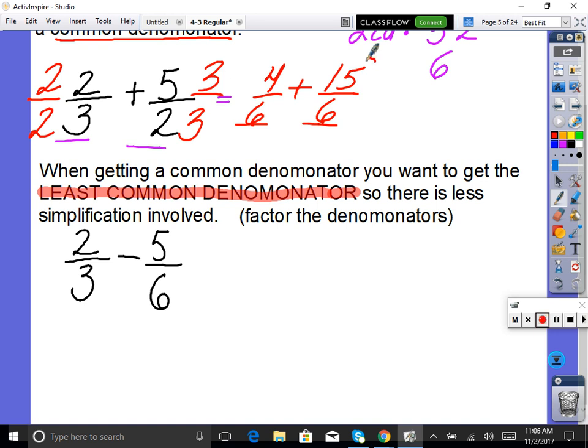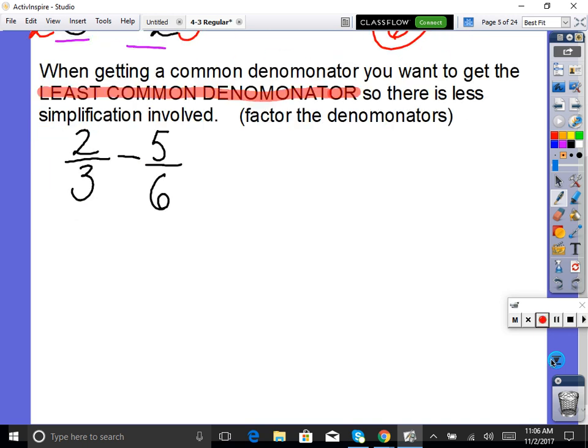So what's 4 plus 15? So we have 19 over 6. That's my answer. Now would be the appropriate time to factor the top, factor the bottom, and divide out exact factors. Well, 19 doesn't factor, so nothing divides out, so that's our answer. Does that make sense, everybody?